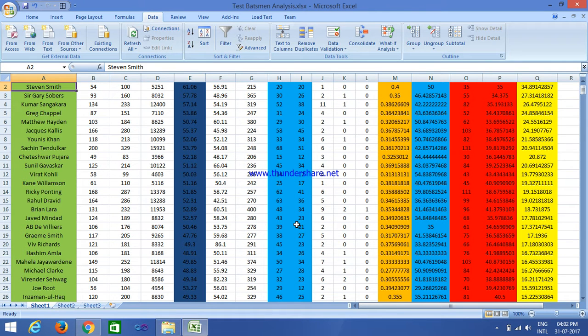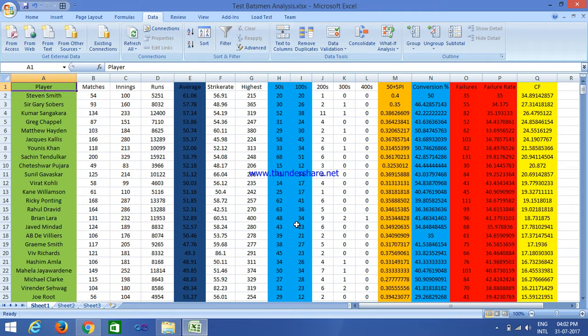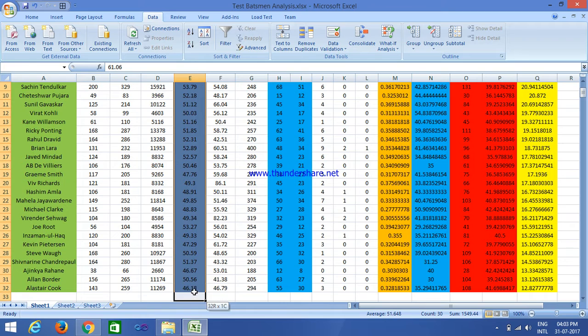Number 2, we have, sorry, it's the first number, it's Steven Smith. So Steven Smith is the first batsman right now. The average shows everything, 61.06, conversion rate of 50%, and a failure rate of just 35%. Now we'll arrange these according to the average.